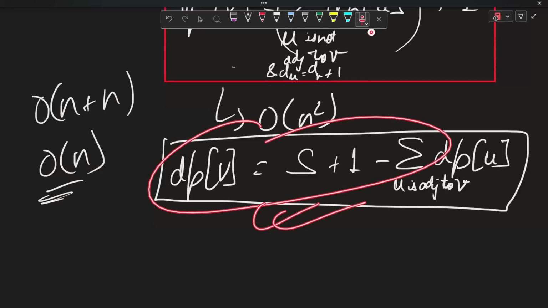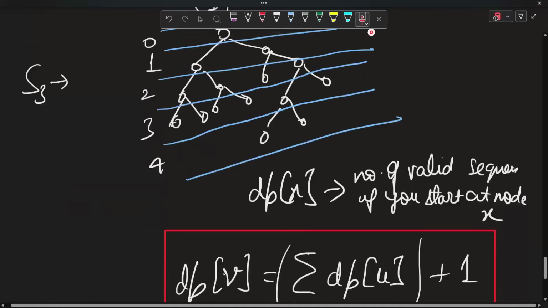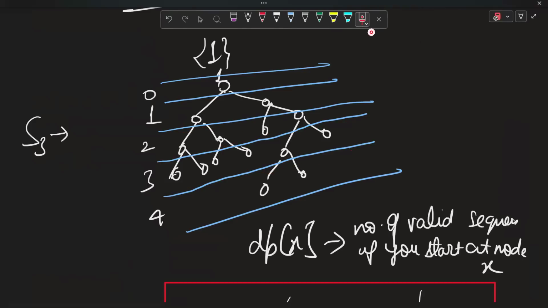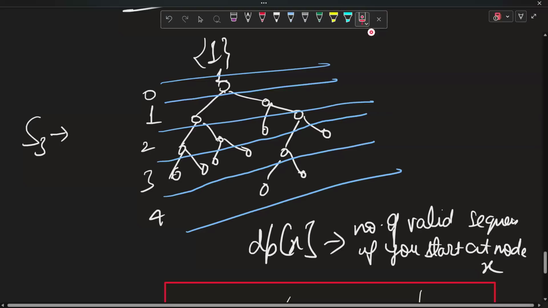Okay. But the only thing is, normally when you write DP on a tree, you'd write the DP in the DFS only. But here, when you are writing the DP state, you need to know the sum of DP states of all the nodes in the previous level. So you would not move in the DFS traversal; rather you would just do a DFS and compute the levels of all the nodes, and then just store like this.